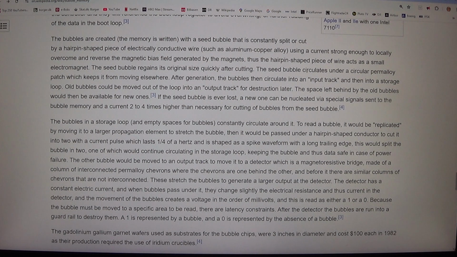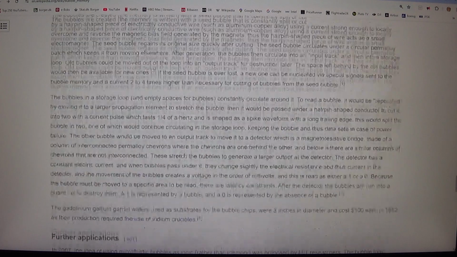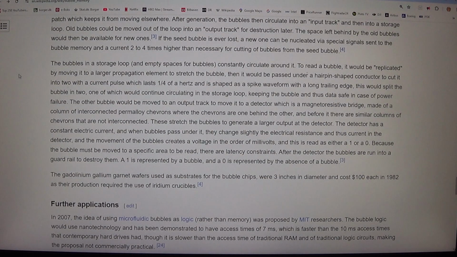After generation, the bubbles then circulate into an input track and then into a storage loop. Old bubbles could be moved out of the loop into an output track for destruction later. The space left behind by the old bubbles would then be available for new ones. If the seed bubble is ever lost, a new one can be nucleated via special signals sent to the bubble memory and a current 2 to 4 times higher than necessary for cutting of bubbles from the seed bubble.